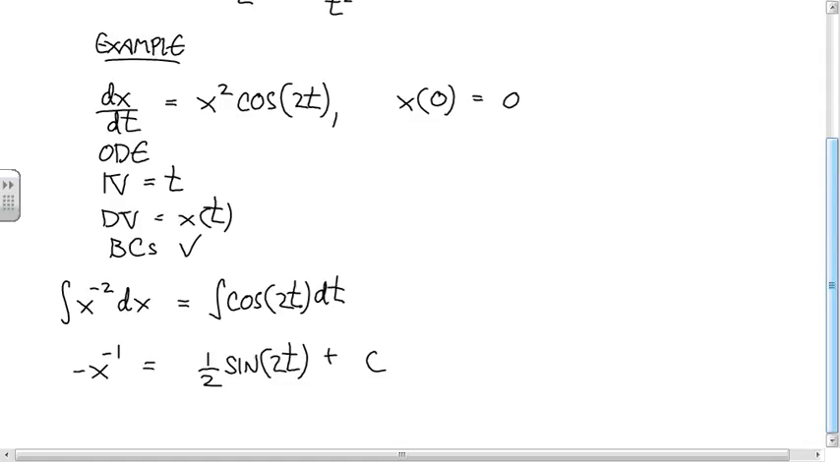And yeah, so the way it's written right now, we can't do this. Are we going to be able to do it? Well, let's find out. So let's take the reciprocal of both sides. So we get x is equal to negative 2 over sine of 2t plus c.